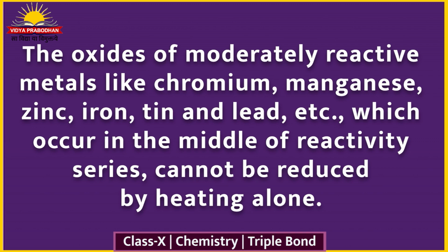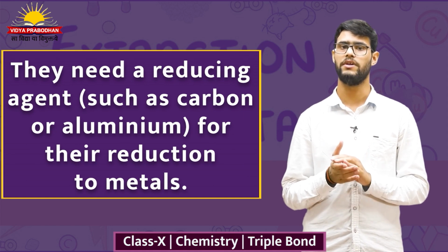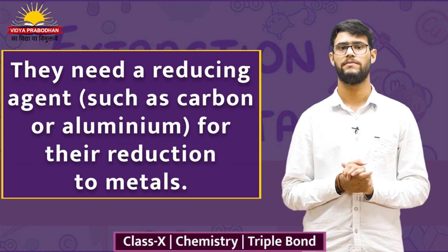The oxides of moderately reactive metals like chromium, manganese, zinc, iron, tin and lead, etc., which occur in the middle of the reactivity series cannot be reduced by heating alone. They need a reducing agent such as carbon or aluminium for their reduction to metal.